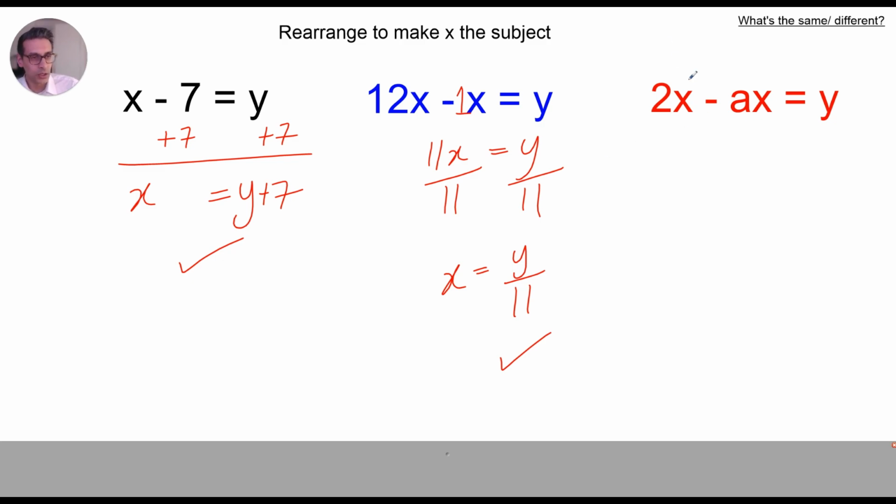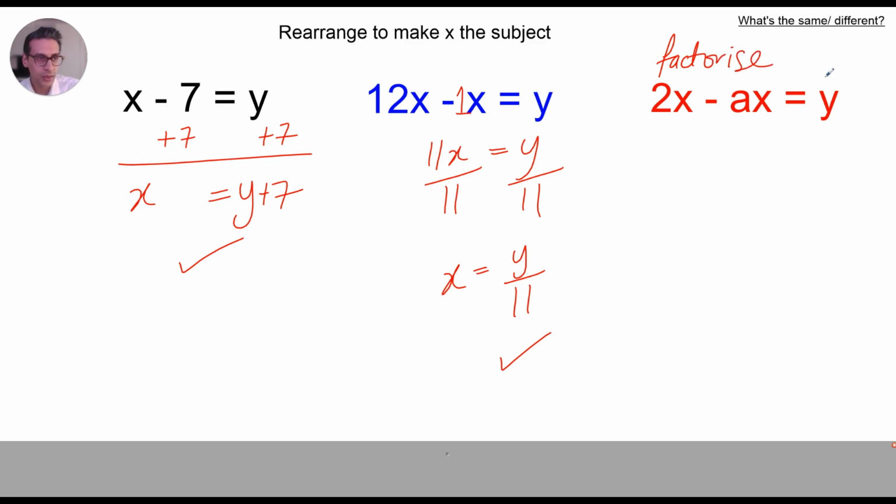Now this is the trickier one. You've got x with a 2 and then x with a negative a. You can't really add these up or subtract them. They are different. We've got different coefficients here. There's something that we're going to need to do, and you probably guessed from the title of the video, when you get something like this, what we want to do is isolate x, but that's not possible to join these terms up. So the rule here is to factorize.